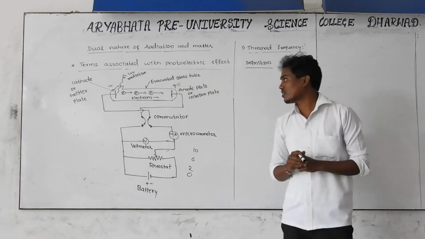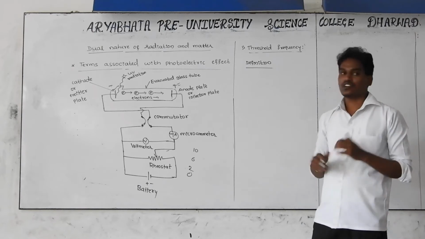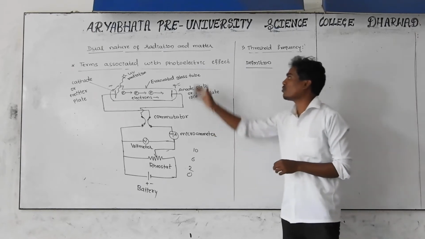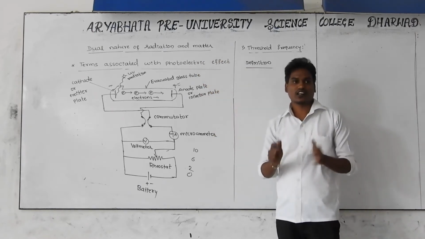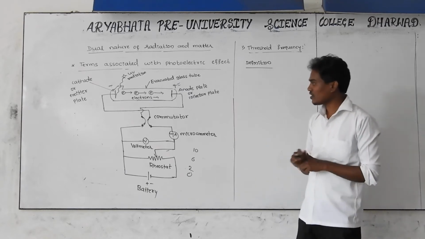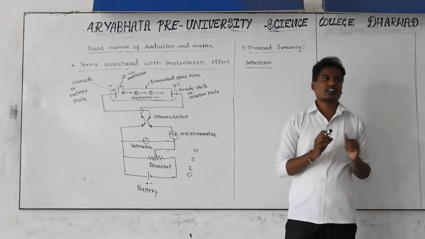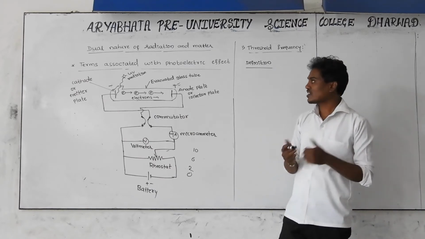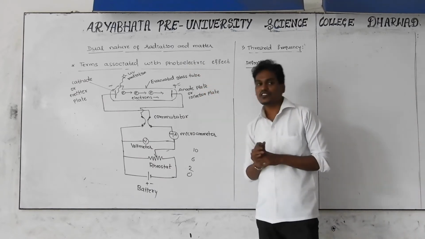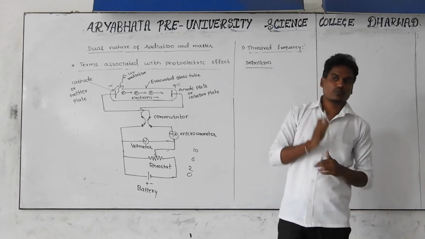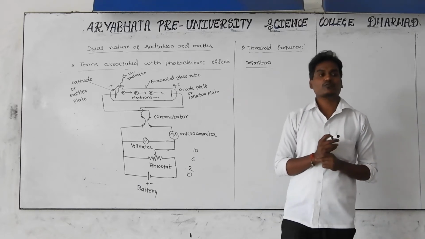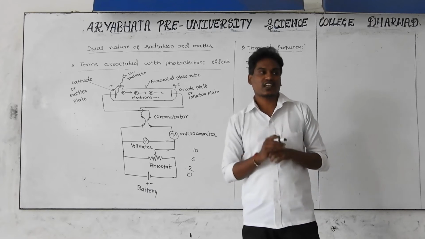In yesterday's class, you already learned what is meant by the photoelectric effect, and you studied the experimental arrangement of the photoelectric effect very well. Once again, the photoelectric effect is the emission of electrons from the surface of a metal by using light energy.